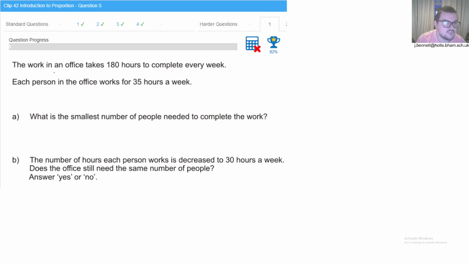The work in an office takes 180 hours to complete every week. Each person in the office works for 35 hours. What is the smallest number of people needed to complete the work? So we have 180 hours needed. Each person can work for 35 hours. We can't use a calculator, so we're going to do long division.